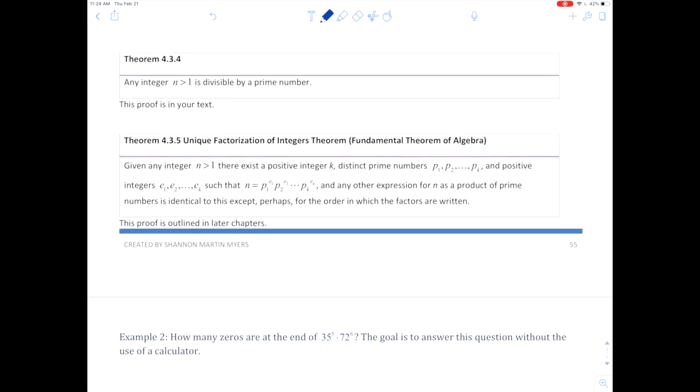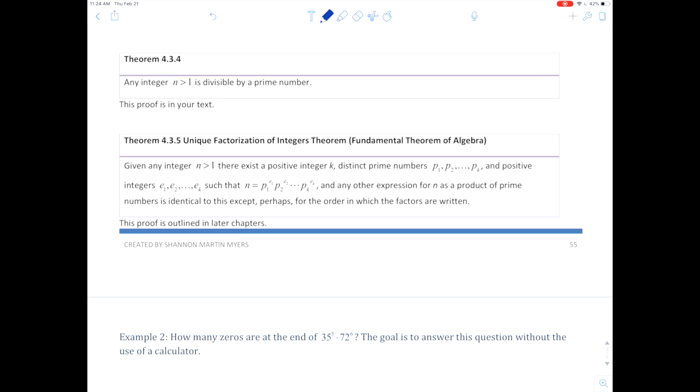All right. Theorem 4.3.4, right? So any integer n greater than 1 is divisible by a prime number. And you've used this a lot. When you have factored things into primes, you use it all the time, right? This is one of the proofs that's in your text. It's a good proof. It's a little longer than what I would want you to do on an exam at this point. So I'm going to let you go over that at your leisure.